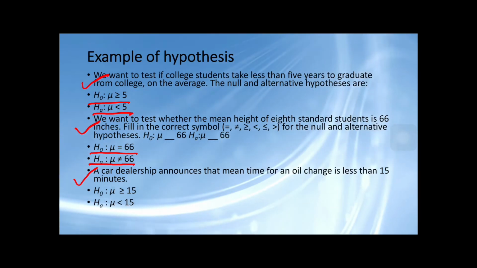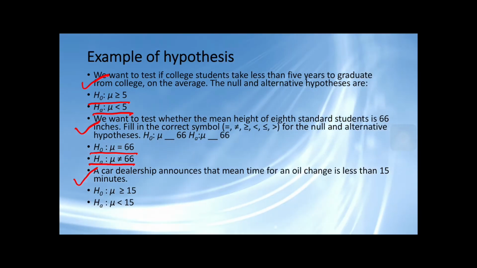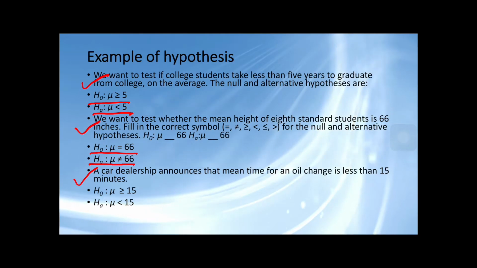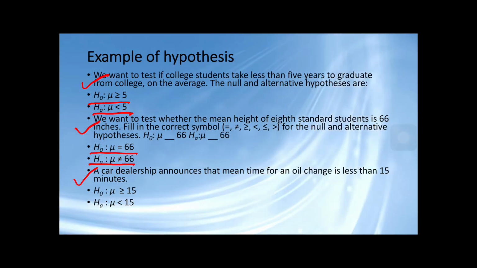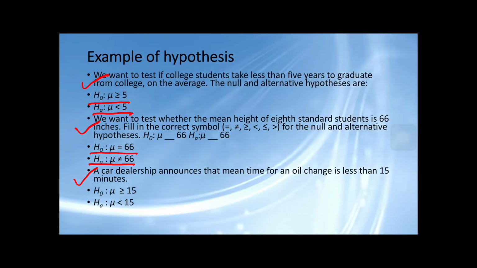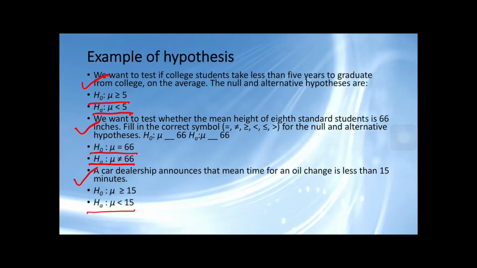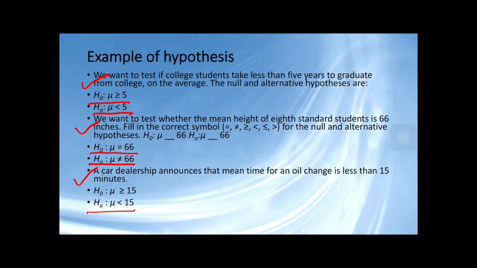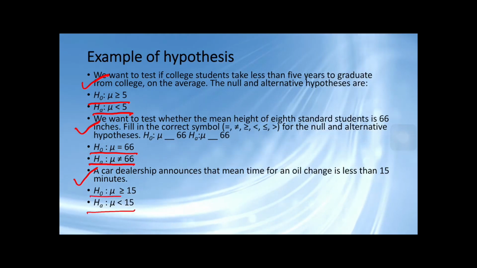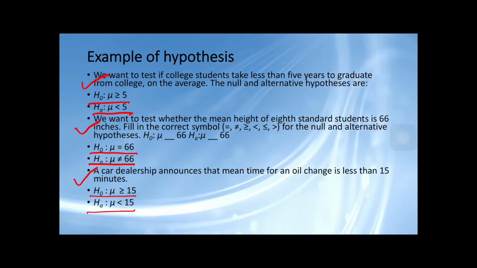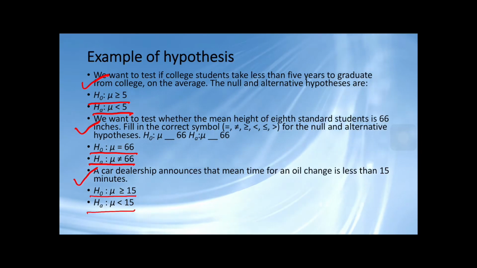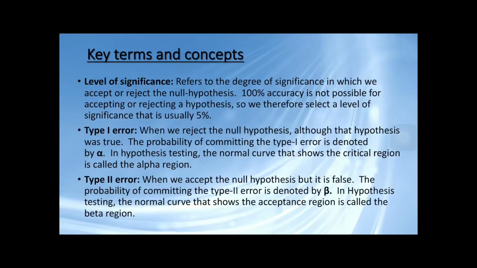Let us look at the third example. A car dealership announces that the mean time for an oil change is less than 15 minutes. So the alternative hypothesis is mu less than 15 minutes, whereas the null hypothesis is mu greater than or equal to 15. So this is how we define the null and alternative hypothesis.